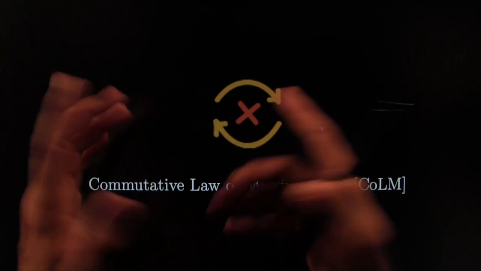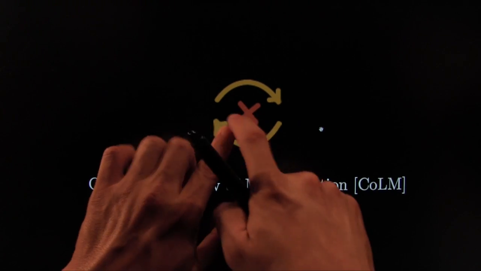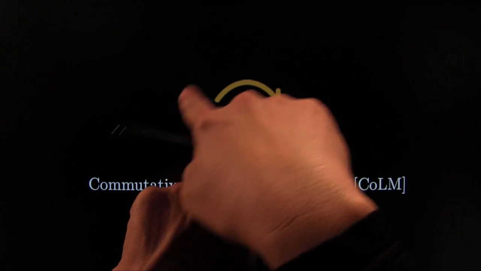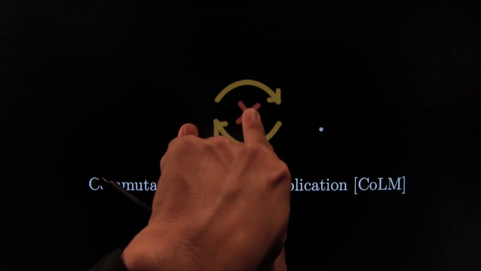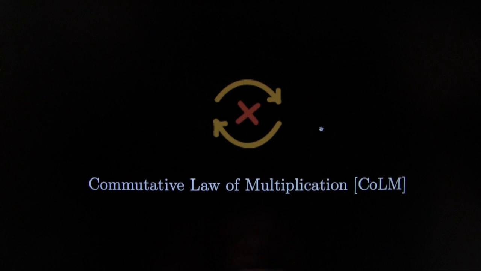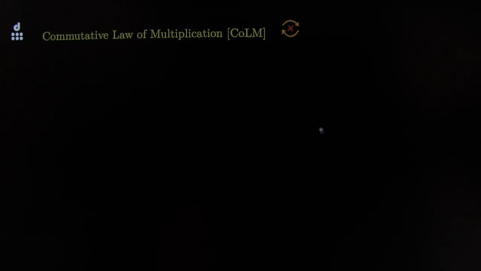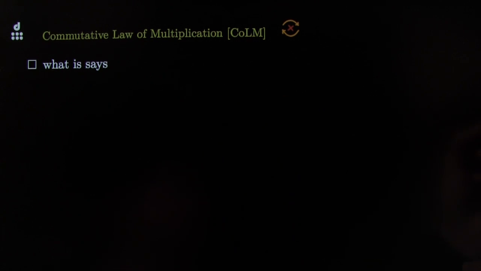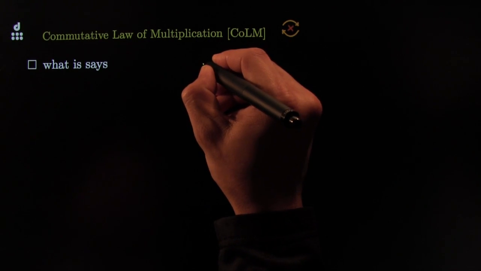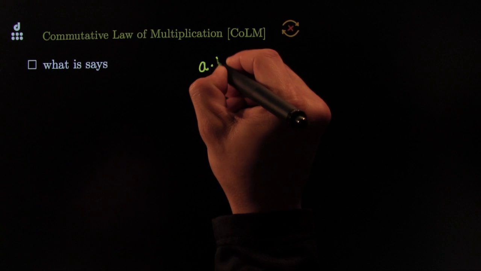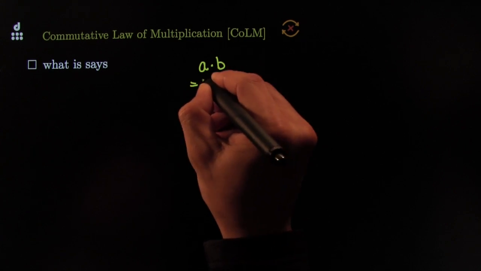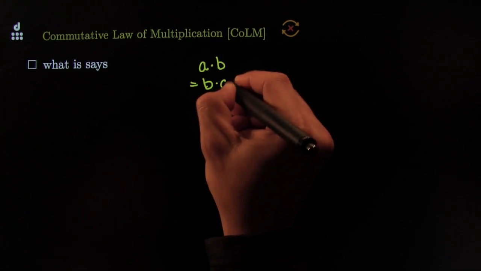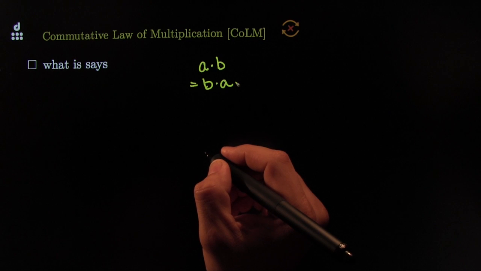Alright, so commutative law of multiplication. Notice the symbol tells you exactly what's going to happen. You're going to have a times here in the middle. Whatever you have here will go that way, whatever you have here will go this way, and that's it. That's commutative law of multiplication. Let's get on with it. So what it says is something very easy. It says that if I have A times B, that's the same thing as having B times A. Okay, that's what it says.